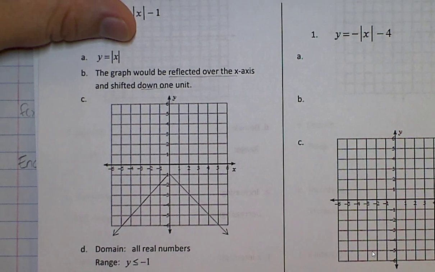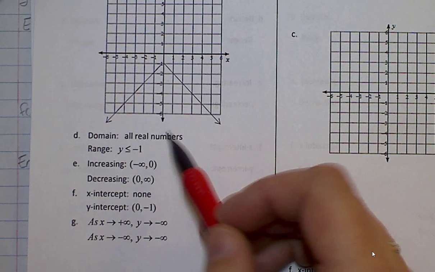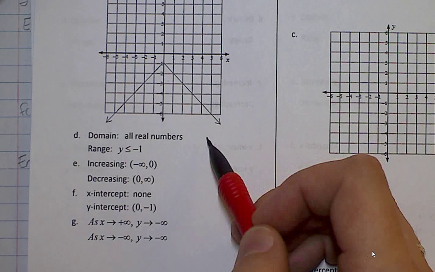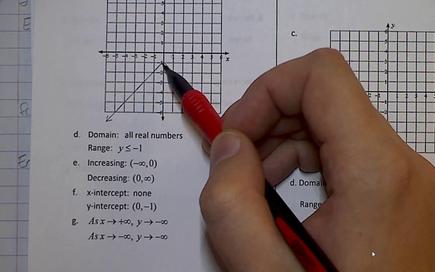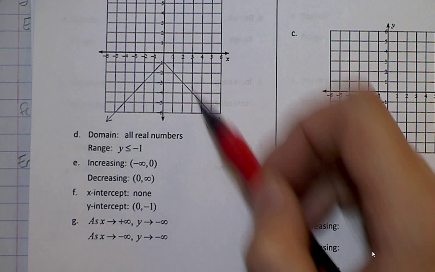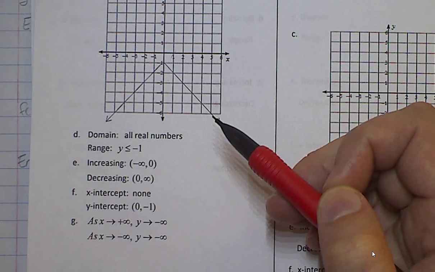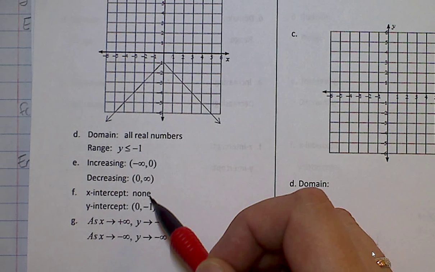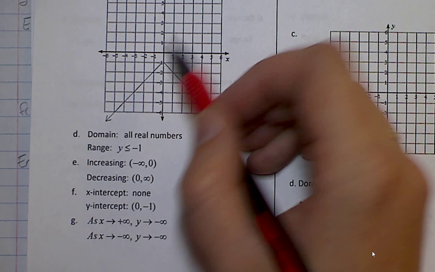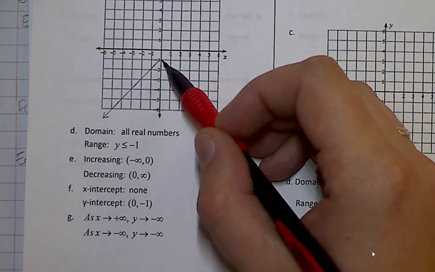The graph is right here. The domain is going to be all real numbers. And the range in this case is going to be y is less than or equal to negative 1, because that's the only place where the function exists for y. Does that make sense? Okay. Don't worry about increasing and decreasing. The x-intercept, nowhere does it touch the x-axis, so there's no x-intercept. And the y-intercept is 0, negative 1.